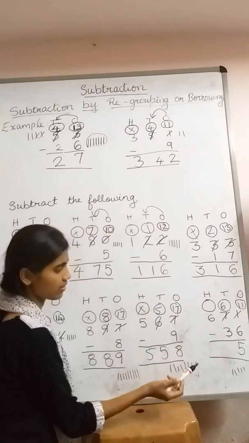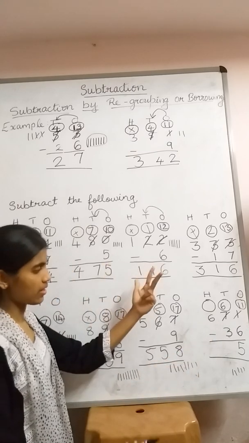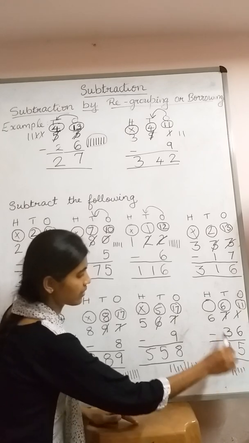6 minus 3. Possible, no? 3 afterwards say 4, 5, 6. 3 fingers. Nothing here.